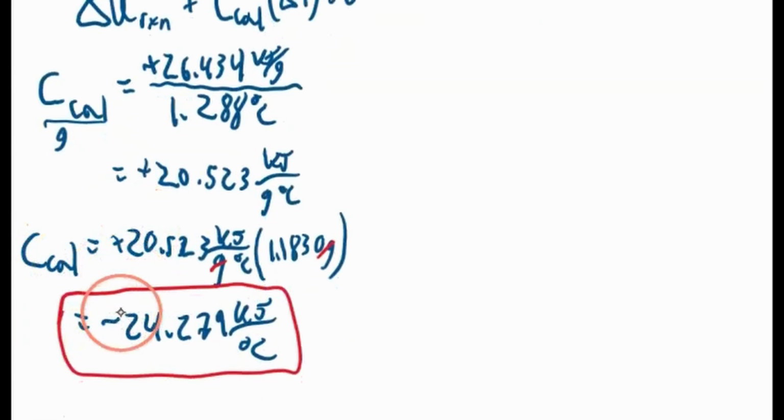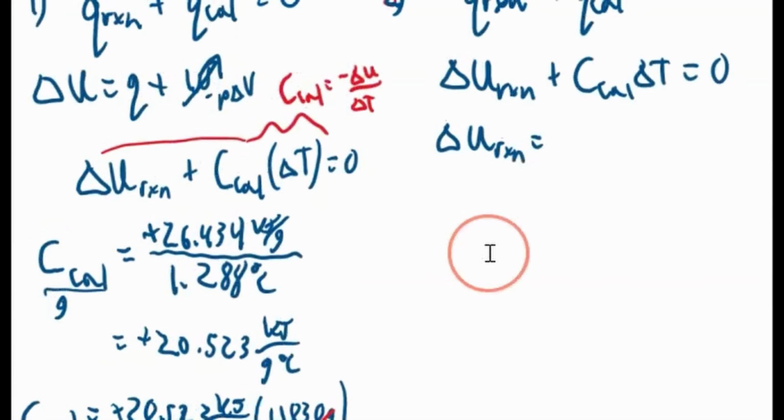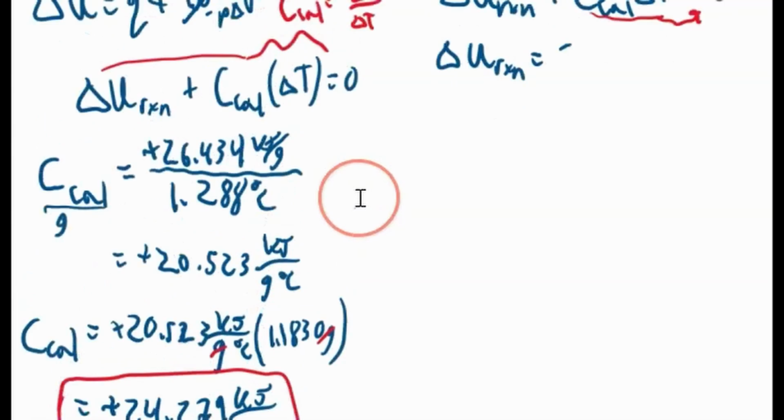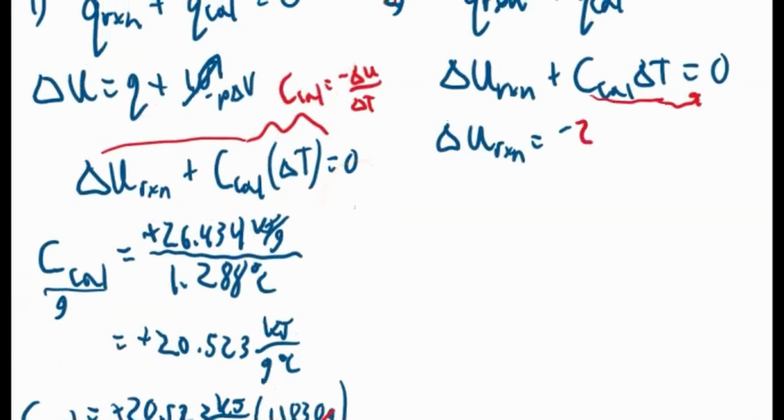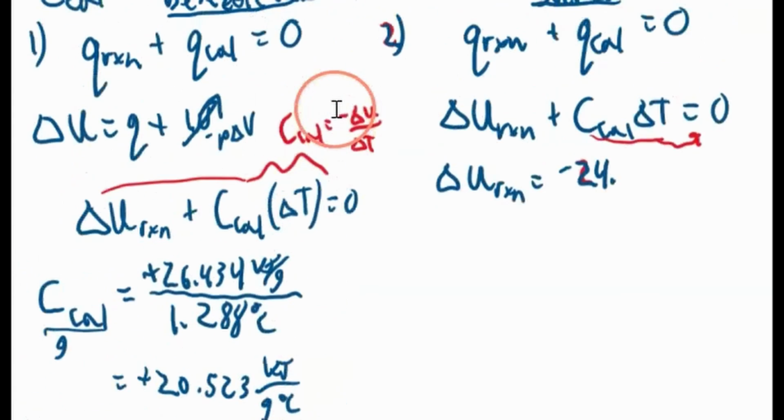You can't have a negative heat capacity. That's not going to work. You put energy into the system and it gets colder. That doesn't make much sense, so it's got to be positive. Okay, so 24.279. Now I am moving this over to the other side, so I am subtracting this term, so I do put a negative there. Negative 24.279.